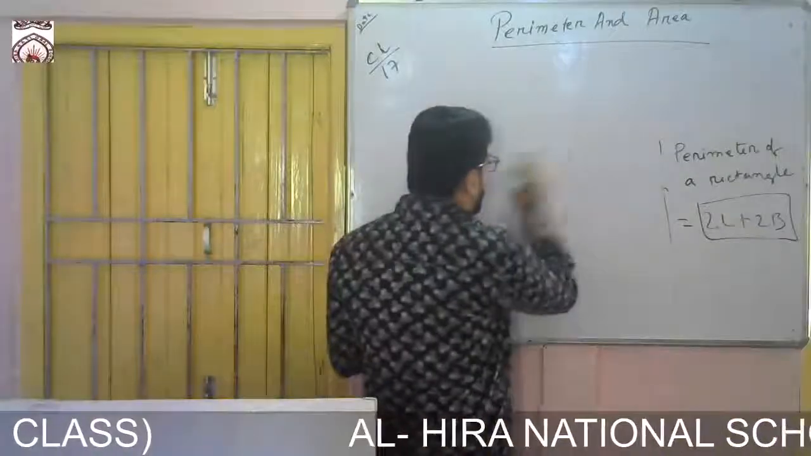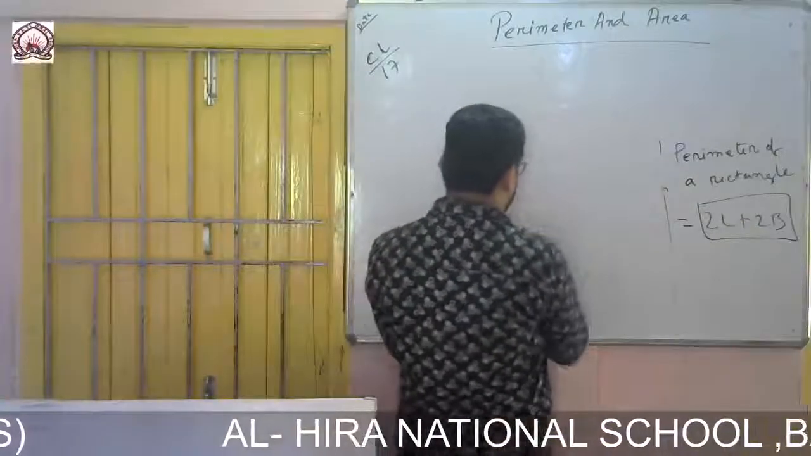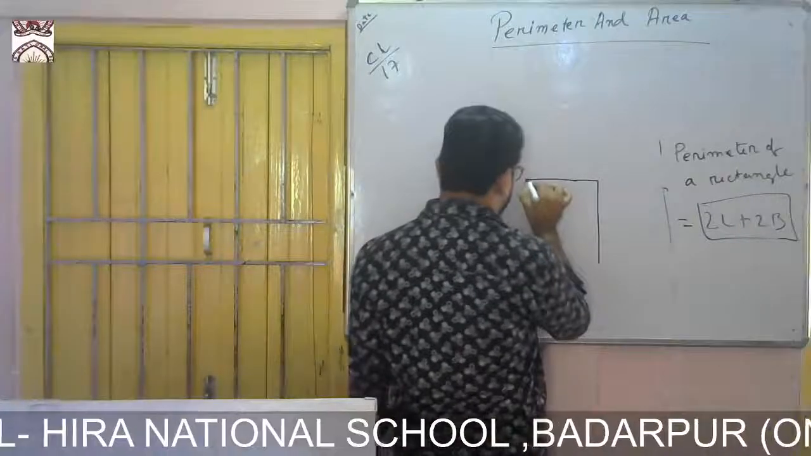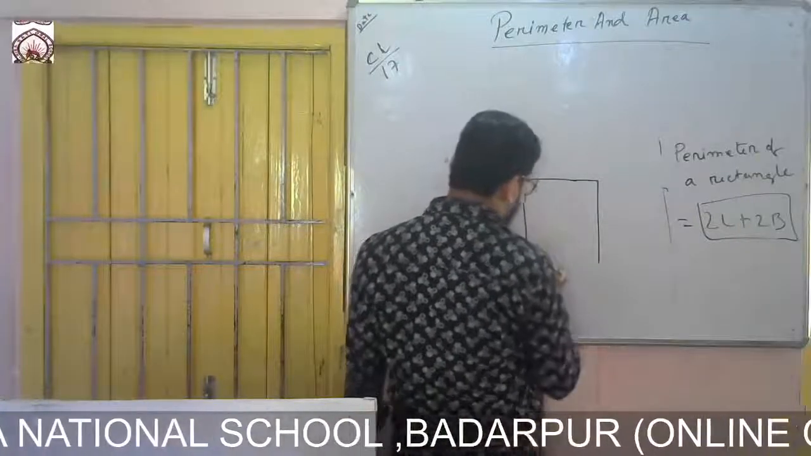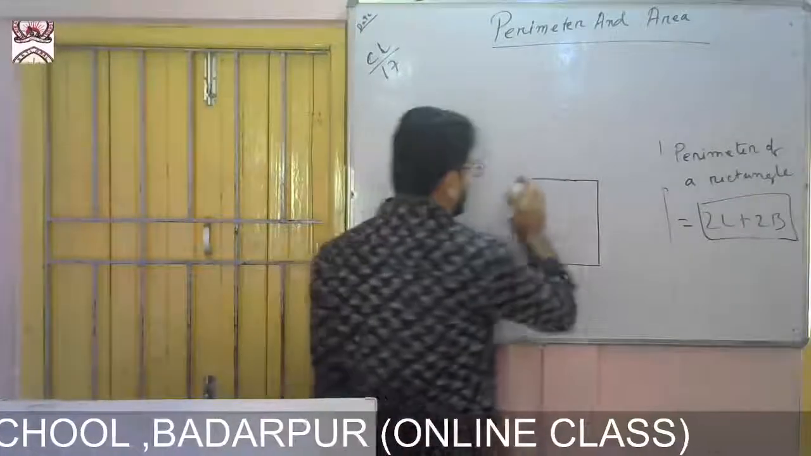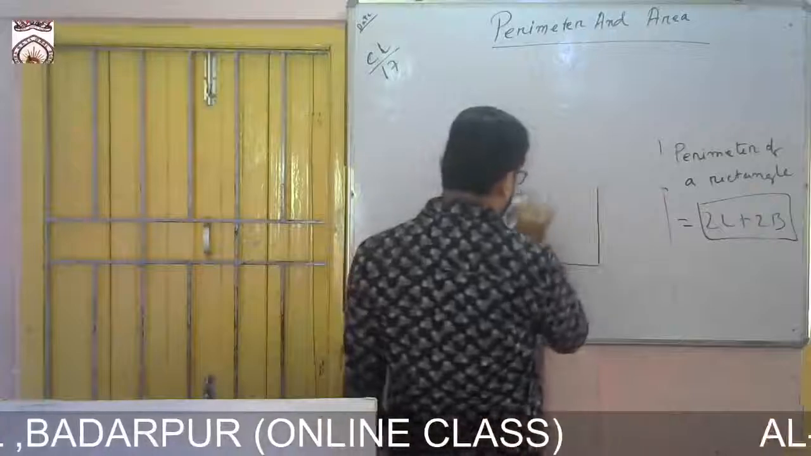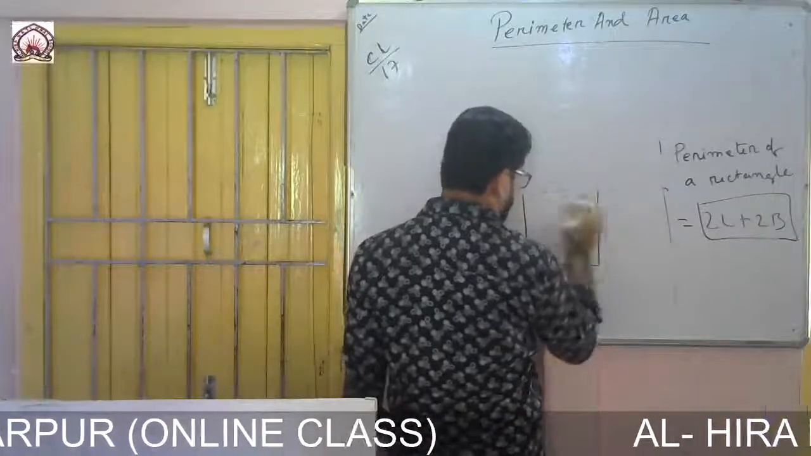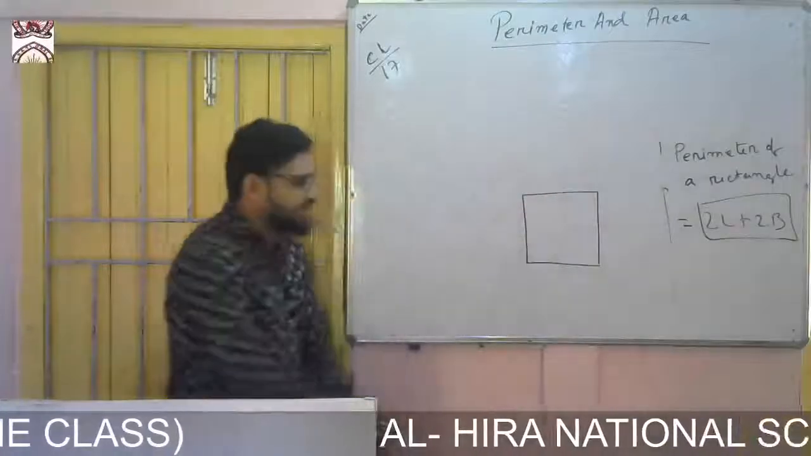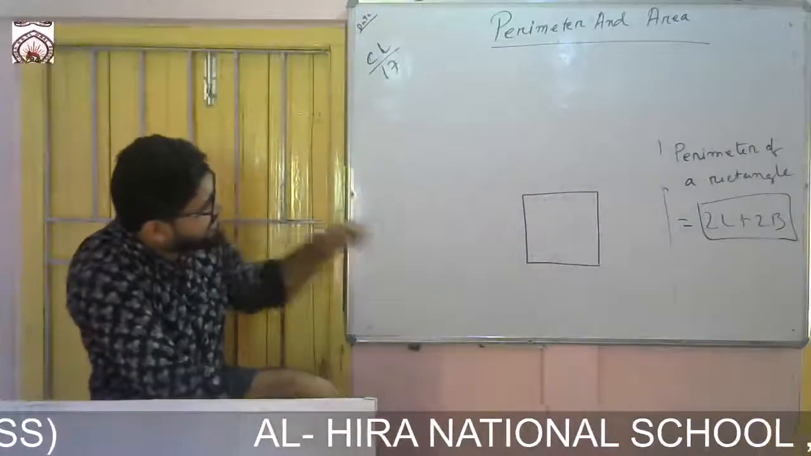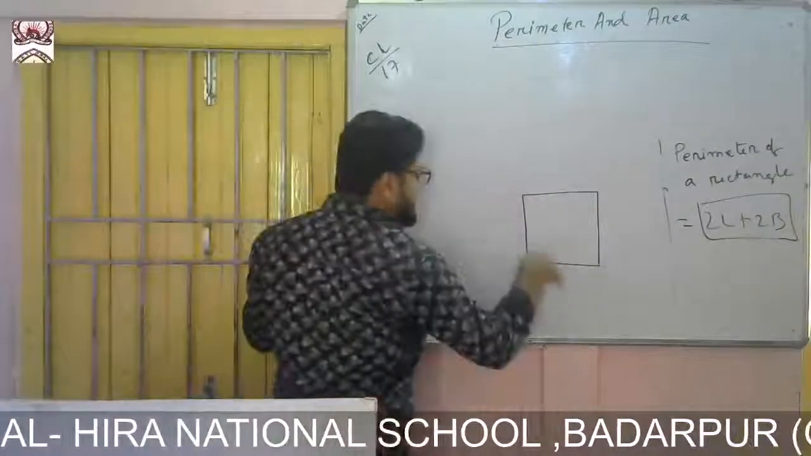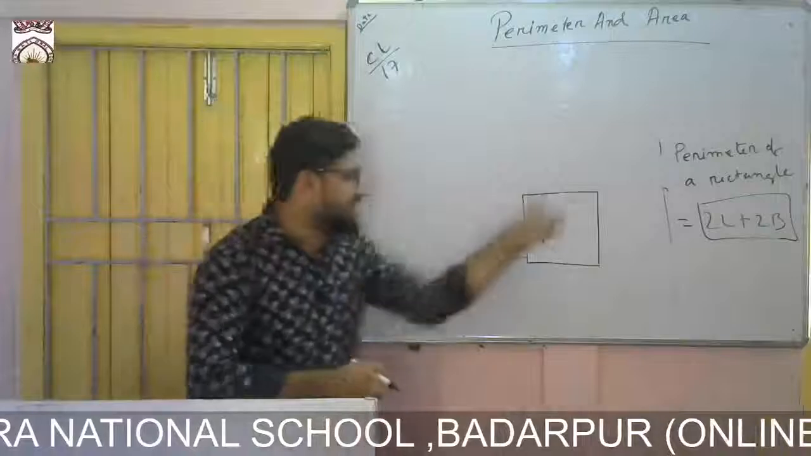So let me draw a square. So you see, it somehow looks like what? A square. Okay. So in this case, you see all the sides are equal. In a square, you know what? All the sides are equal.